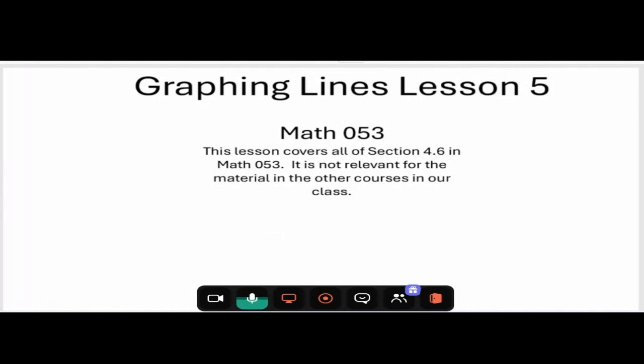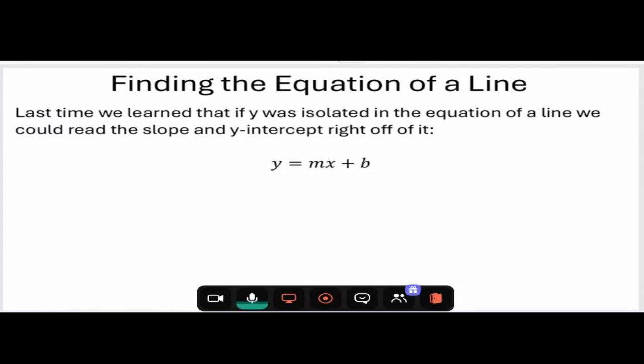Okay, here we go for our final lesson from graphing. Of all the courses that are in this section, the stuff we're going to talk about right now is only covered in Math 053. So let's take a look.